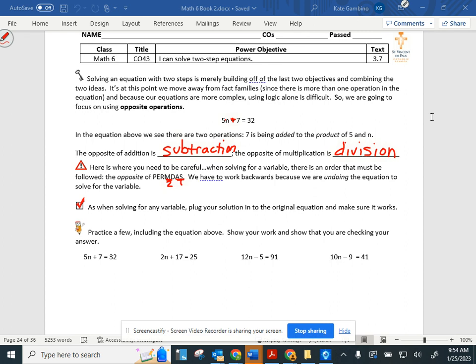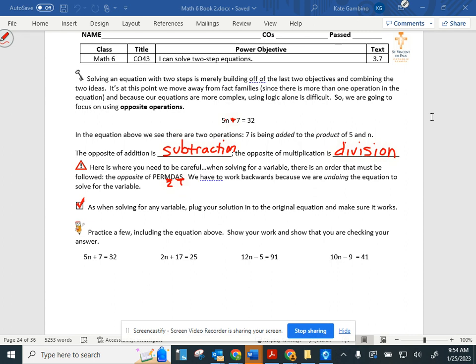So since we're undoing the equation, we're doing the opposite operations. We have to do the opposite of PERMDAS. And we're starting at the end with the AS. So we're basically doing SADMREP. Okay? So we're going backwards. Instead of doing PERMDAS, we're doing SADMREP.